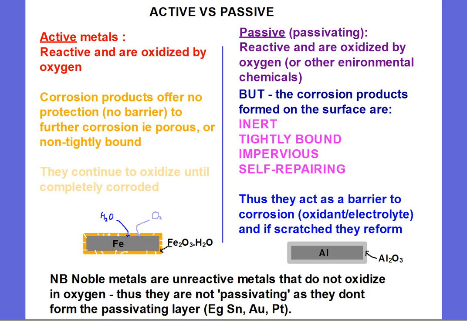Passivating metals, though, the corrosion product is inert, tightly bound, impervious and self-repairing. Therefore, the corrosion product forms a barrier against further corrosion because the oxidant and electrolyte cannot contact the metal. An example of that is aluminium, which forms an aluminium oxide layer. Chromium is also passivating as well.